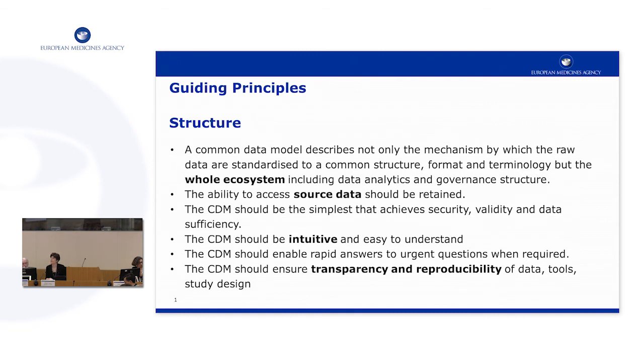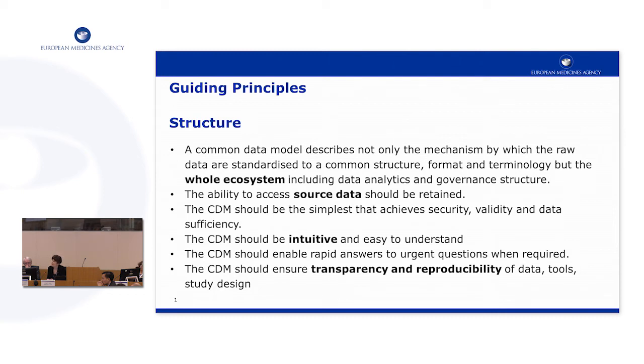the first set was more around structure. And I think the first one picks up on the discussion yesterday that a common data model is not just the transformation of the data, but the whole infrastructure and the whole ecosystem. So we try to capture that: a common data model describes not only the mechanism by which the raw data are standardized to a common structure, format, and terminology, but the whole ecosystem, including data analytics and the governance structure, because for us, the governance structure is a very important part of the whole picture. Shall I read through them all and then people can comment?